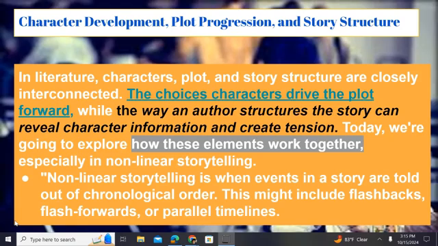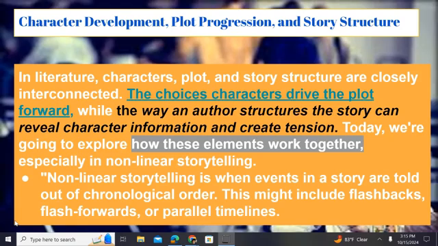In other words, the character makes a choice. When the character makes a choice, his or her choice creates an action, and that action will create an event. We're going to talk a little more about this in class in the upcoming weeks. The next thing you need to know is that the author's structure will reveal things about the character. It's going to reveal information about the character, and it is going to create tension, mystery, or suspense within us.